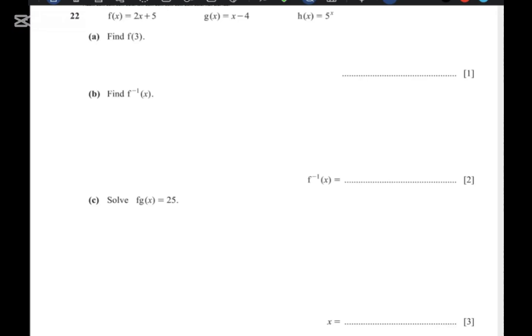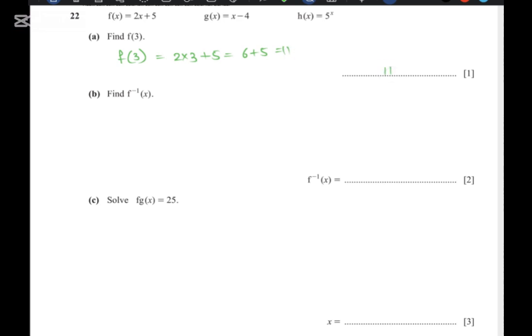Question number 22, functions. f of x is equal to 2x plus 5, g of x is equal to x minus 4, h of x is equal to 5 raised to x. We have been given three functions. Question A is find f of 3. So f of 3 is exactly substituting 3 in place of x: 2 times 3 plus 5, which is 6 plus 5, which is 11. So the answer is 11.